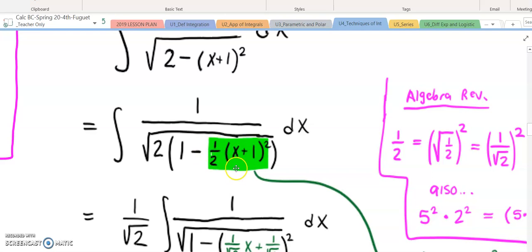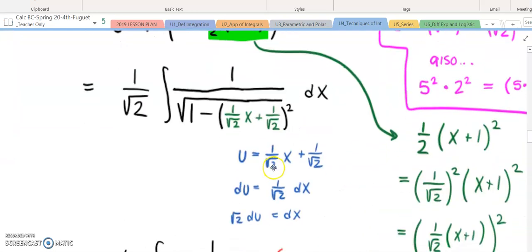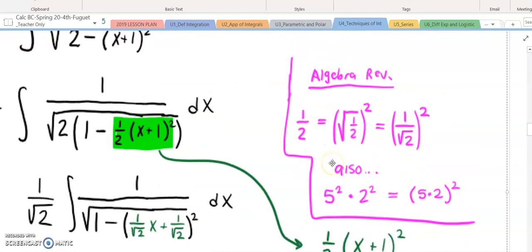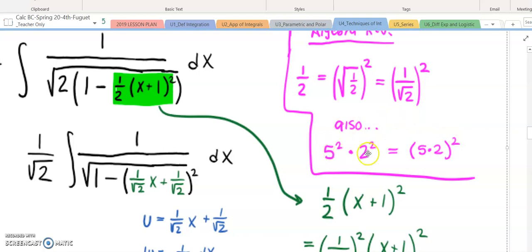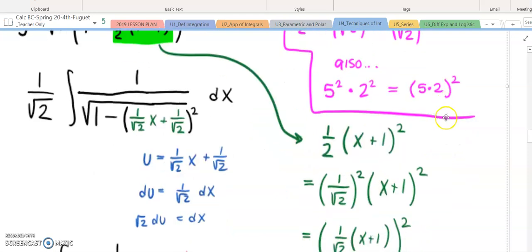So I'm going to show you right now with this green arrow how I went about making this a singular term quantity squared. So that's down here in green. Just as a reminder here, 1/2 can be written as something squared because I can call it the square root of 1/2 squared, which then simplifies to 1 over the square root of 2, all of this being squared. The other algebraic property to remind yourself here is that if I have two terms that are both being squared, like 5 squared times 2 squared, I can call that 5 times 2 quantity squared.